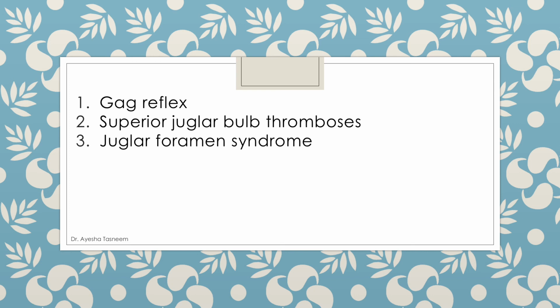Because ninth, 10th and 11th cranial nerves, they pass through the jugular foramen, in case of tumors that can exert pressure on the nerves. So this type of pressure that affect all the nerves is known as the jugular foramen syndrome. By this we come to the end of our glossopharyngeal nerve.